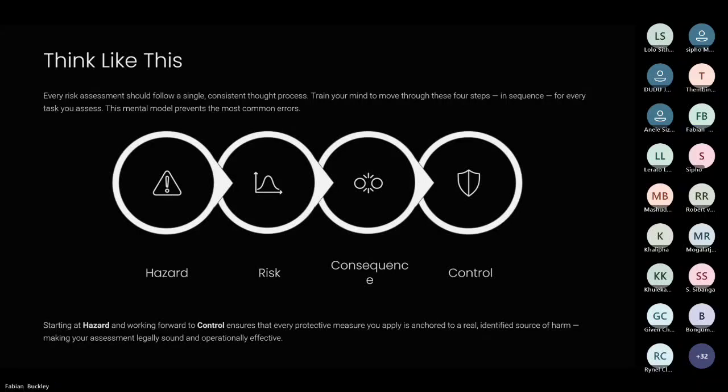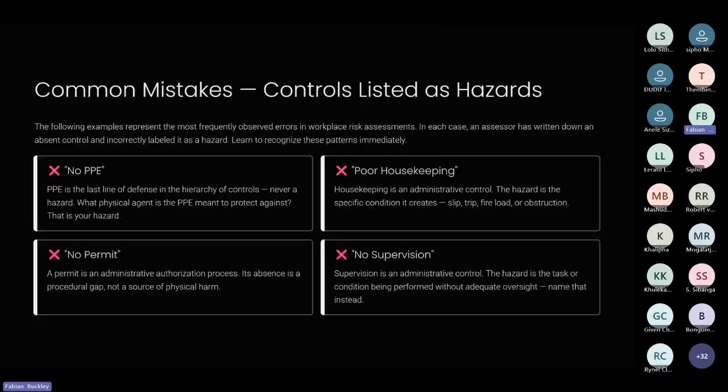Okay. So common mistakes, as we mentioned, common controls listed as hazards. Some of the most common ones that you find in industry are: no PPE. Next one is poor housekeeping. Next one is no permit. And next one is no supervision. These are also commonly used and listed as hazards.